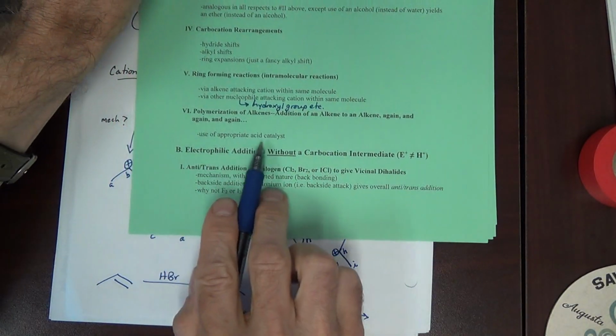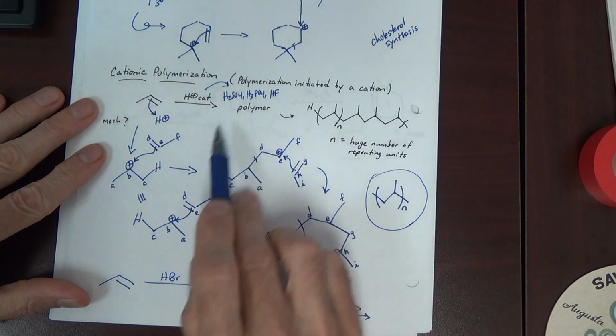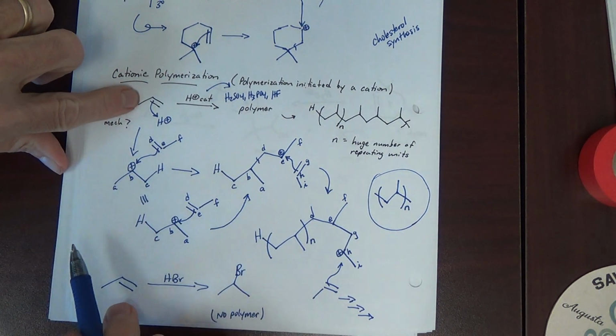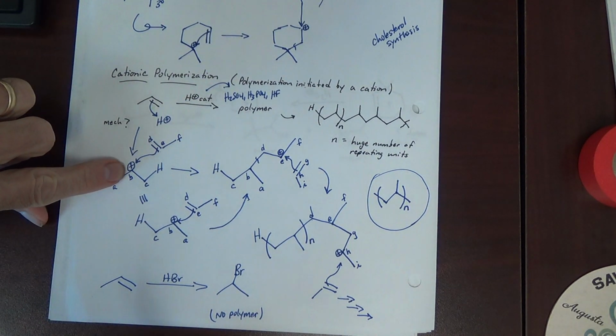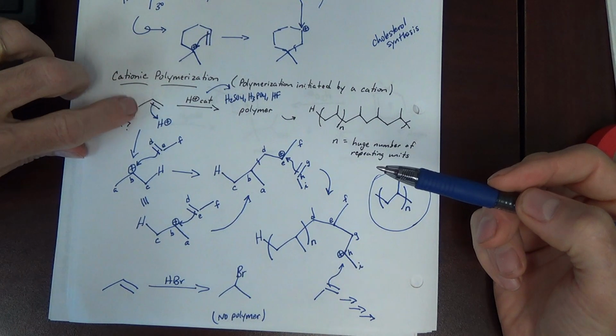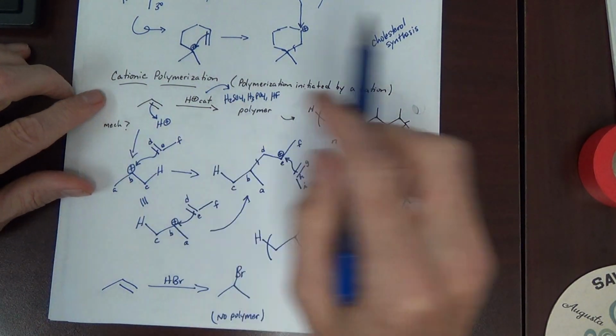Okay, use of appropriate catalyst. That is, we want to use one where the conjugate base will not attack the cation, so instead the alkene can keep reacting with the cation. And the alkene reacts over and over and over.